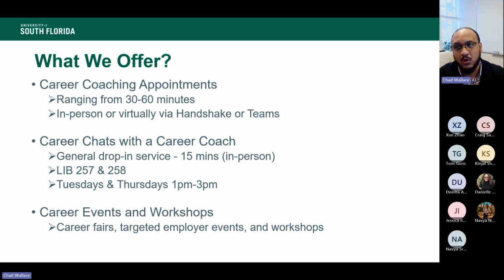So first and foremost, we do offer coaching appointments, and career coaching appointments can be done either virtually, via Handshake or Teams, or in person. Based on the appointment type, it can be between 30 to 60 minutes. You'll be meeting with a career coach during those appointments, and you don't have a limit on the number of appointments you can have. You can work with that career coach on a one-on-one basis throughout your entire journey of career development, career planning, or job searching.